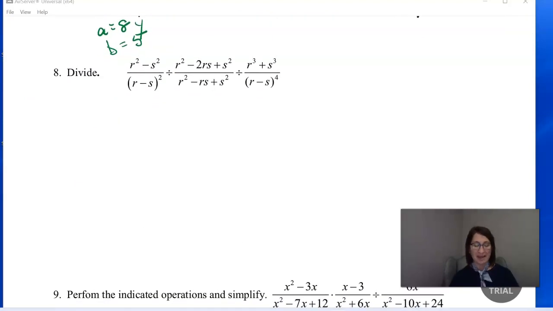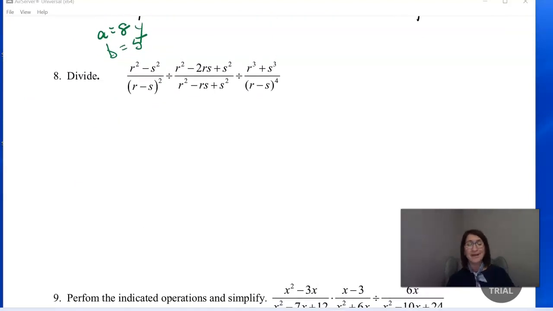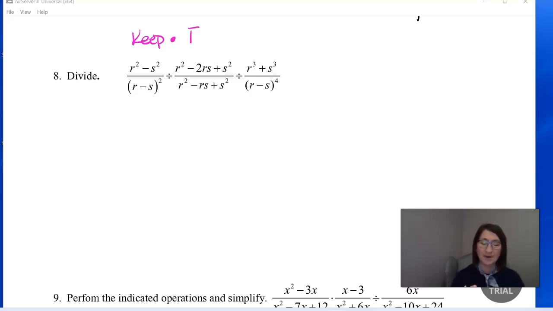Now, for number 8, okay? This is a crazy, crazy one. This is going to be the last one that we do. So I'm going to keep my first rational expression. I'm going to change my division to multiplication. I'm going to flip my second rational expression, change my second division to multiplication, and flip my third one.